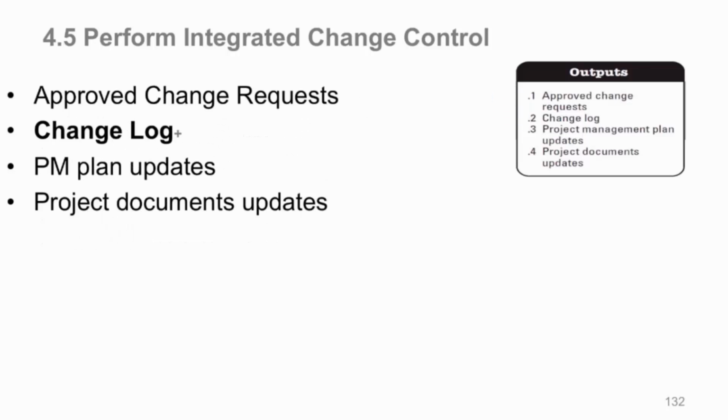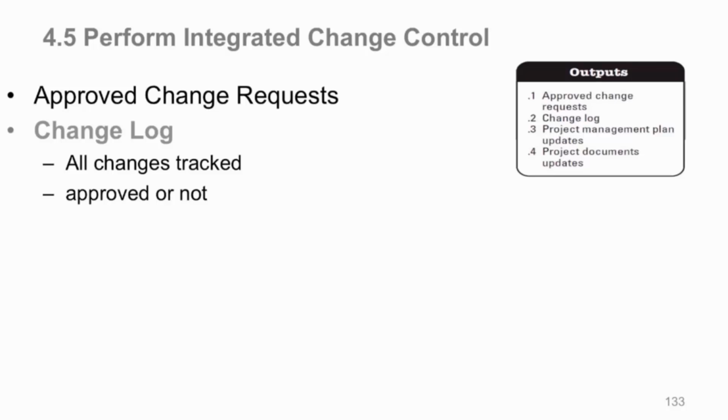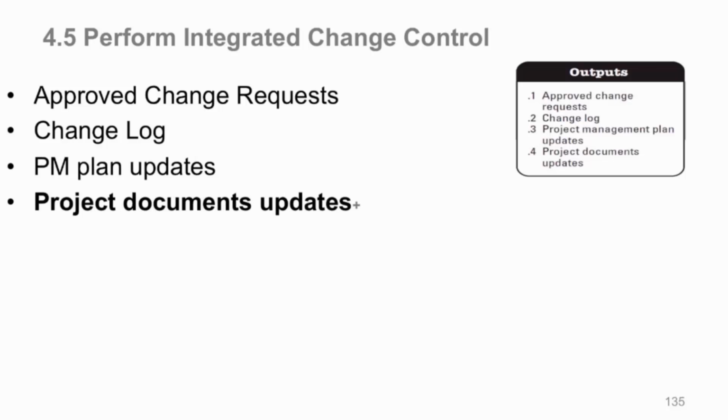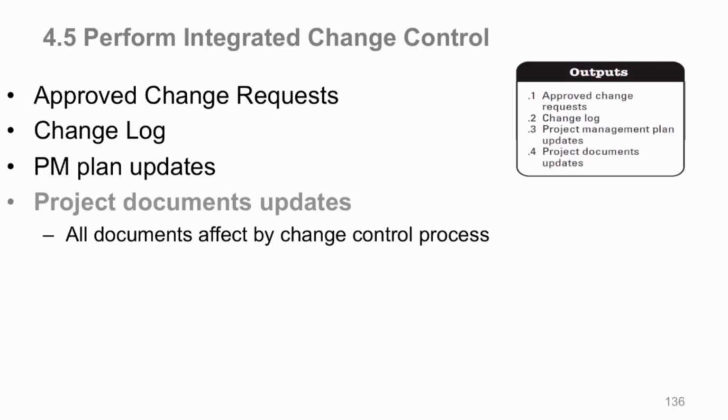Your change log that we're talking about tracks all changes, approved or not, so that your stakeholder can see what's going on with the project. Your PM plan is updated as needed in all your subsidiary documents, baselines, whatever it might be that you're changing because of the change request that was approved. Some of the project documents, exclusive of your project management plan documents, may need to be updated. And any or all documents affected by the change process need to be updated as an output of this process. So that's it for performing integrated change control.